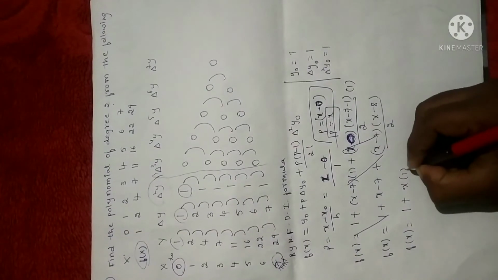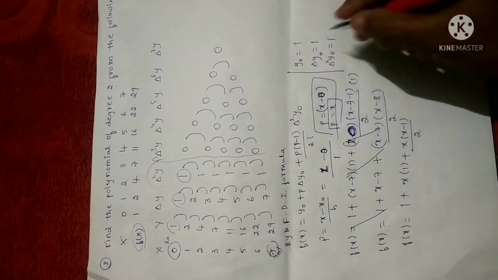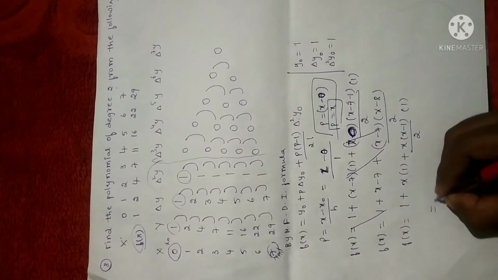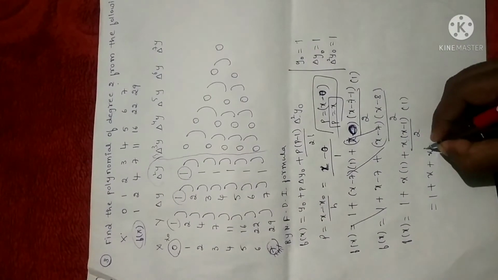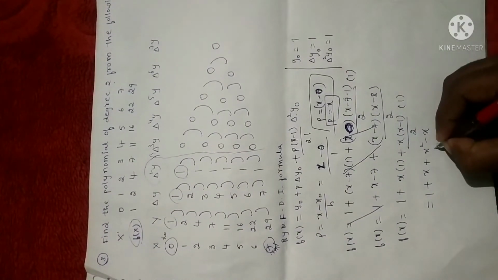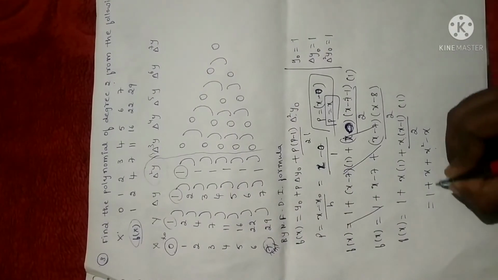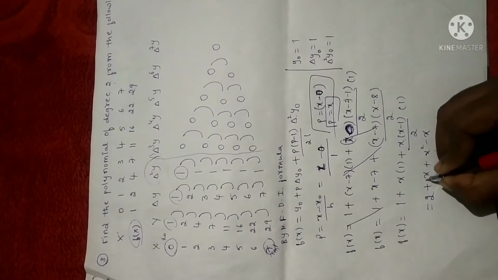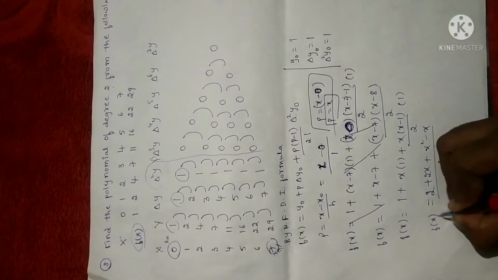X into 1 plus x into x minus 1 divided by 2 factorial is 2 into delta square y is 1. Now with this, 1 plus x plus, see, x into x is x square minus x divided by 2 you have. So let me take 2 LCM. When you take LCM, you will multiply 2, right? So this is what f of x you have.